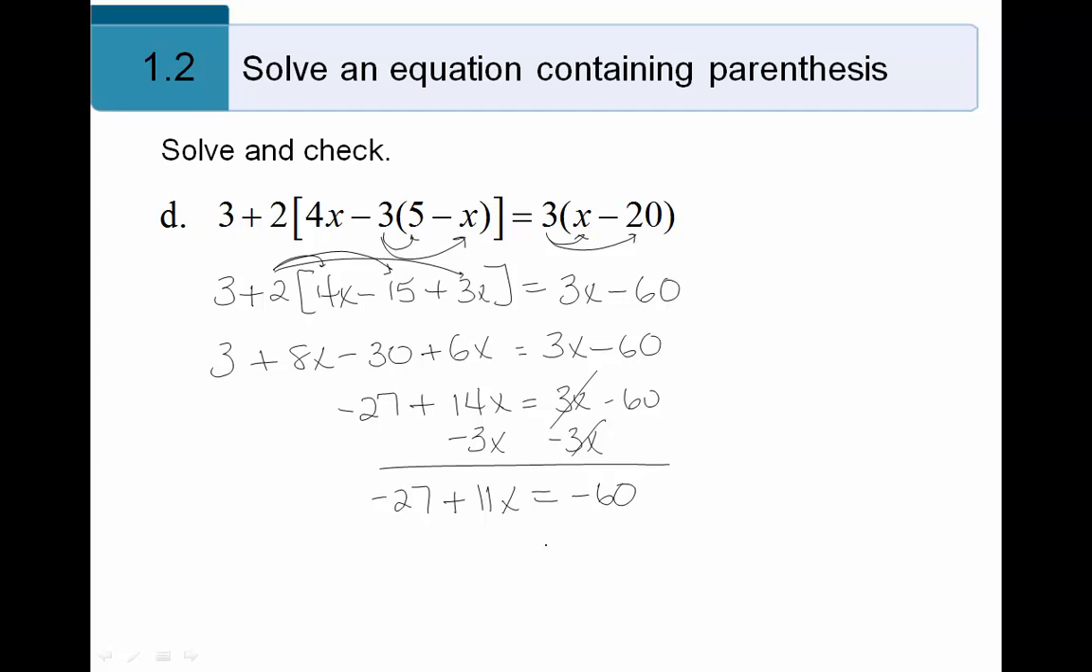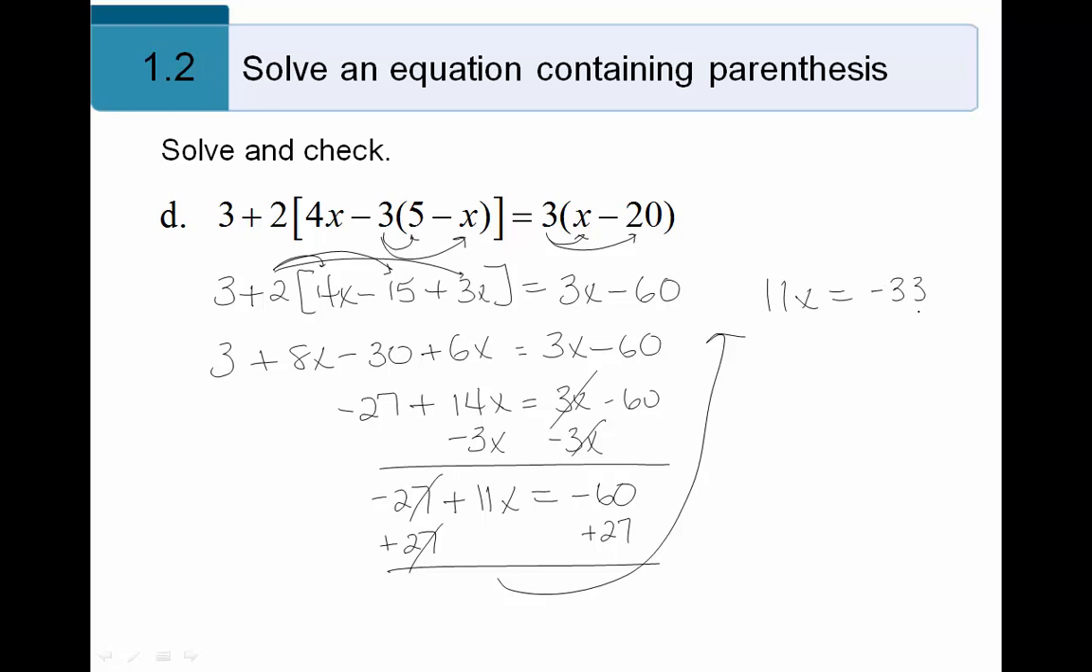Since we moved variables to the left, we have to get all the numbers on the right, and to accomplish that we need to get rid of the negative 27. To do so, we'll put a positive 27 on both sides. On the left-hand side, the 27's cancel, leaving us 11x equals. On the right-hand side, negative 60 and positive 27 is negative 33.